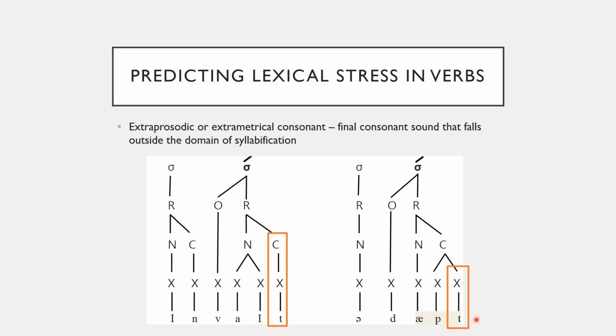In the word adapt, the rhyme also contains three X values. Again, the extraprosodic consonant T becomes invisible. But even with the absence of the extraprosodic consonant, the rhyme still carries two X values, which makes it a heavy syllable. Therefore, the stress is assigned on the ultimate position.